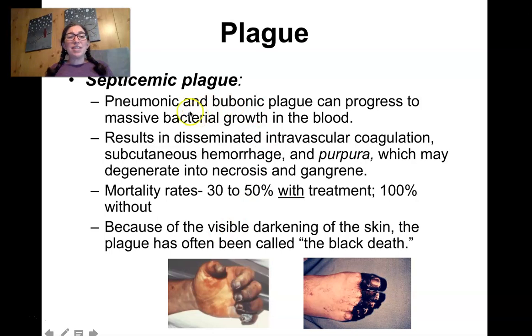With any of these diseases that can go systemic, the real danger is if the pathogen gets into the bloodstream. And so plague can also become septicemic. Both pneumonic and bubonic plague, the Yersinia pestis bacteria can spread into the bloodstream and cause septicemic plague. This is incredibly fatal. Mortality rates are 30 to 50% even with treatment. Without treatment, you're going to die. But even with treatment, there's only a 30 to 50% survival rate. And a classic sign of it, and why it was called the Black Death, is because it caused necrosis and death of tissue, which caused a visible blackening or darkening of the skin.